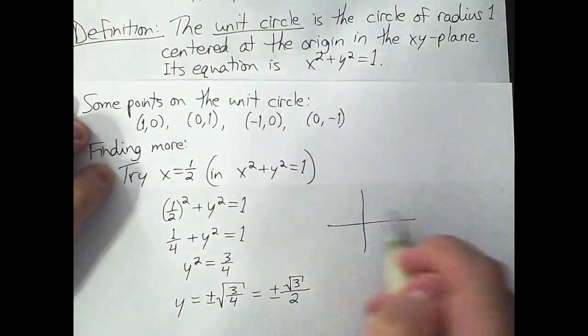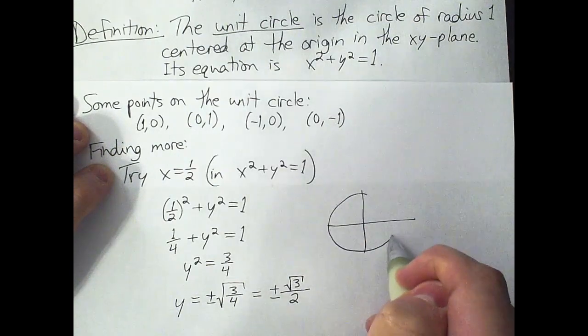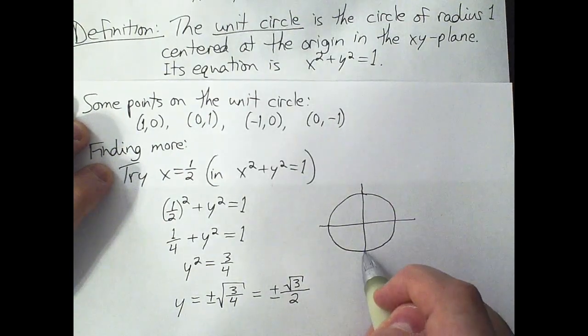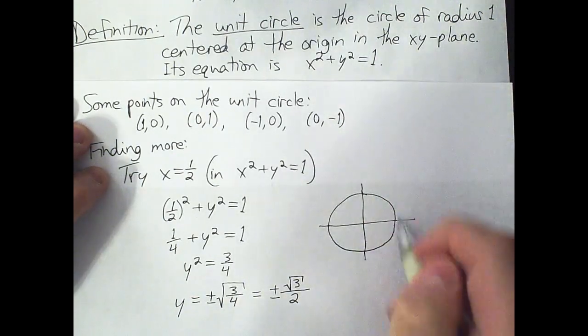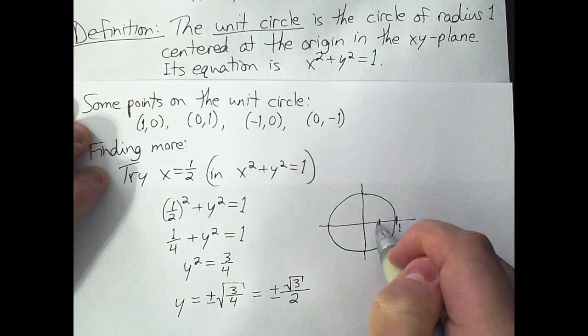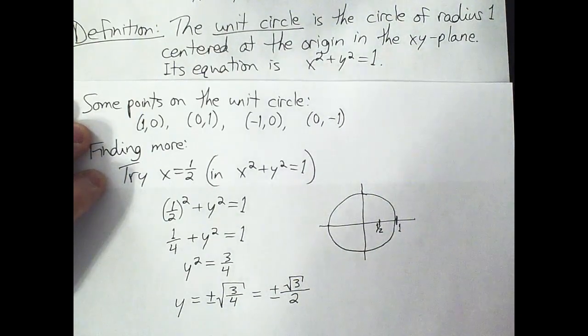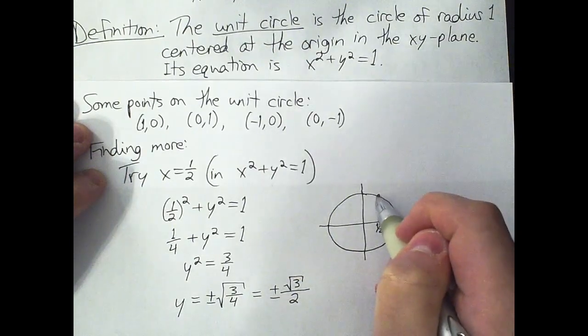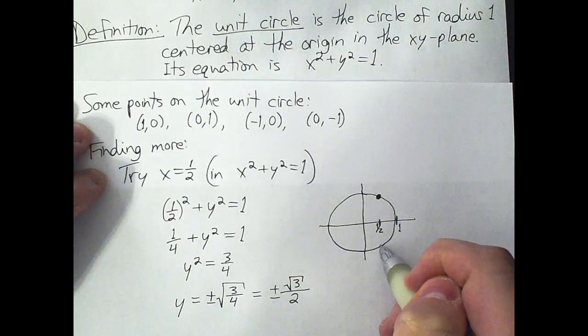So let's do a quick scratchwork unit circle. We're going to be drawing scratchwork unit circles for the next few weeks, so we want to get used to that. Here is 1, and here is 1/2. And we just found that there are 2 points on the unit circle with x equal to 1/2. There's the one up here. There's the one down here.